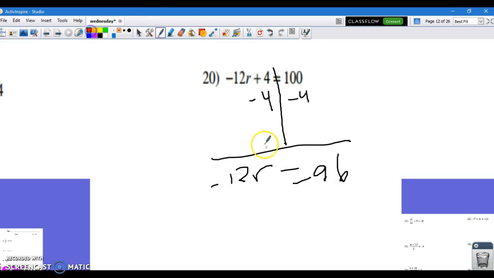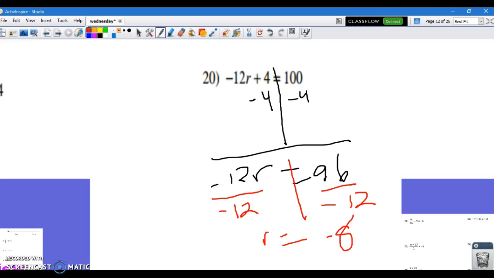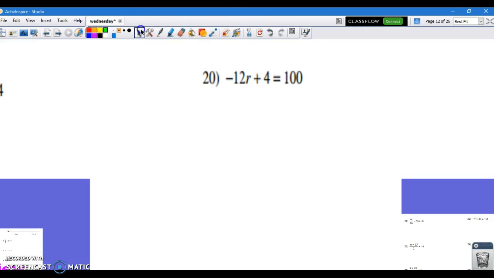So now what I'm going to do to get R by itself is I'm going to divide. Remember, anytime you have a number and a letter right next to each other, it means multiply. So do the opposite of what you see. And when we multiply or divide, you have to keep the sign that's with it. If I do this, this cancels out, leaving 1 R. So I'll just put the R down. 12 will go into 96 8 times. It's going to be -8. There you are. So that was number 20.